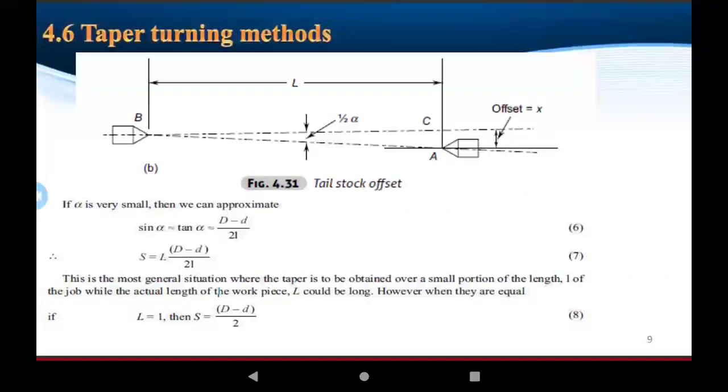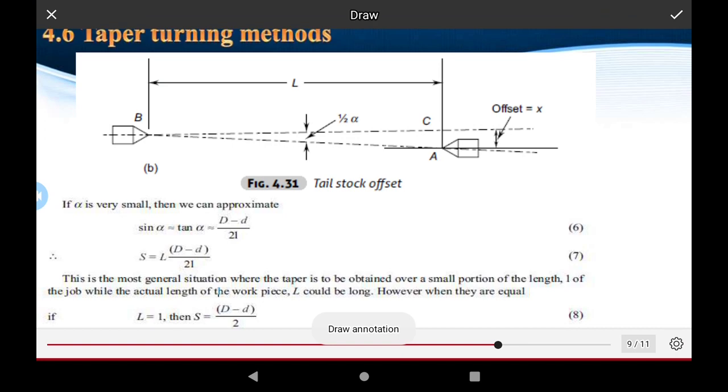Okay, and this is considered for the point B. This is point B, and this is the tailstock of the workpiece, and the total length is L. And this is the angle, the one half angle, considered for the half angle from point C to point A. Okay, and point B to point A is the tailstock offset.